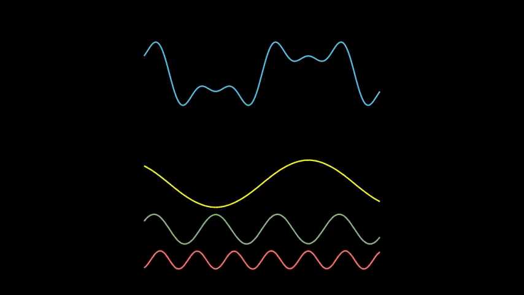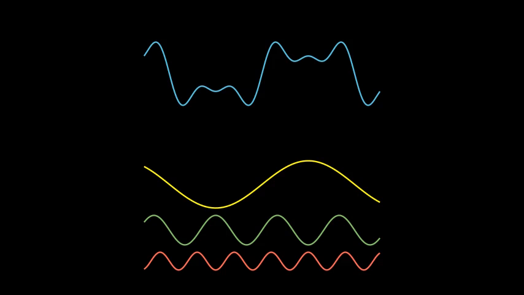Imagine you are listening to a complex musical chord. Your ear naturally decomposes that sound into individual notes, the fundamental and the overtones. In mathematics, Joseph Fourier suggested something radical, that any periodic function, even a jagged square wave, is just a combination of pure notes, sines, and cosines.